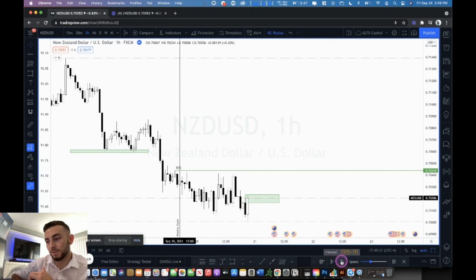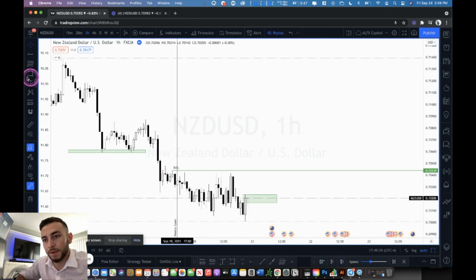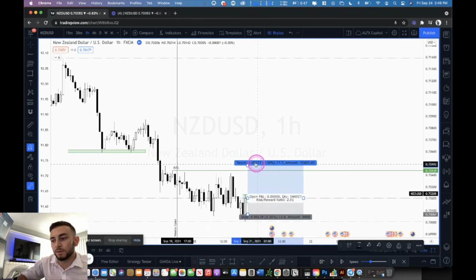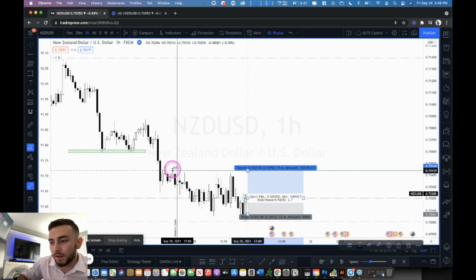So let's go to the next candle. Boom. So right here, we take our buy position. Stop loss is going to be at the bottom of the last down close candle. Take profit, buy side liquidity.